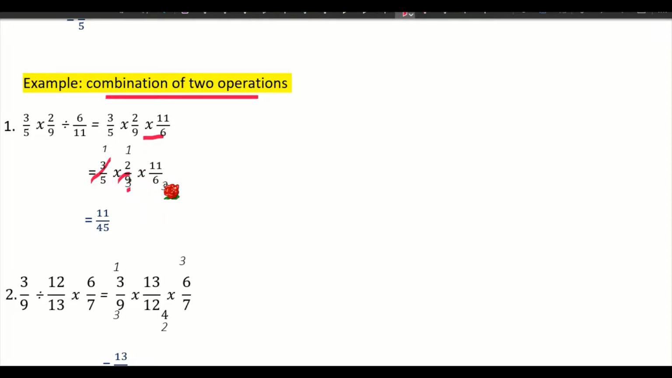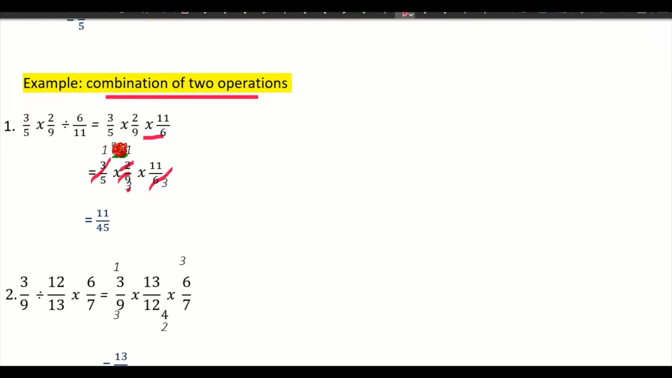So, pareha silang divisible by 2. So, we're going to divide 2 by 2. So, that is 1. 2 divided by 2, that is 1. So, we have 1 here. And 6 divided by 2, that is 3.